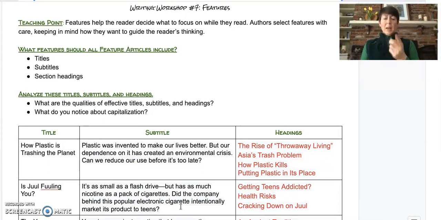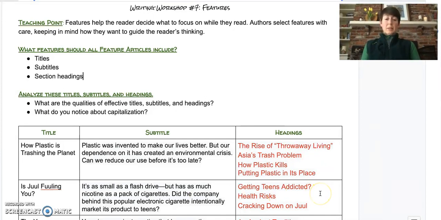Again, I notice it ends with a question. I'm wondering if all feature article subtitles end with a question. That kind of prompts my thinking as I read on. What else do you notice? It's describing Juul a little bit. Okay, definitely activating that schema for me.